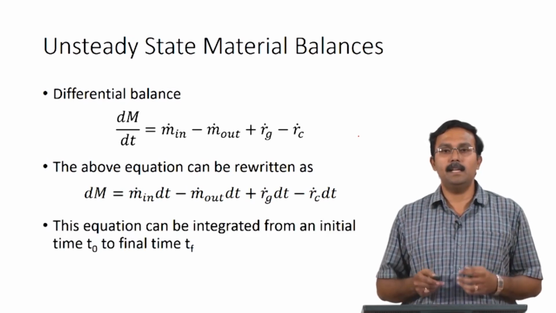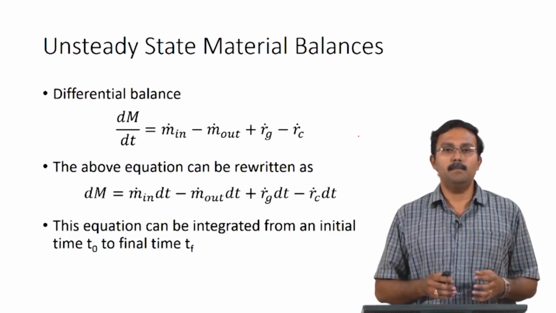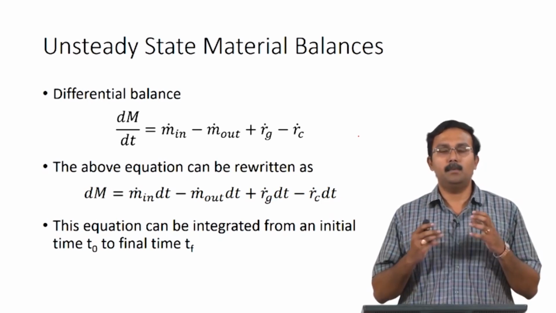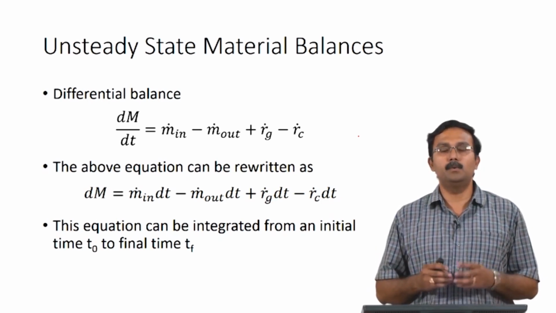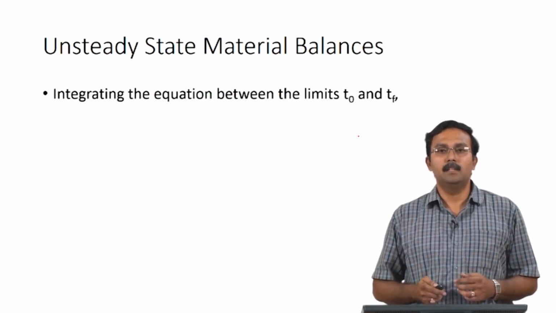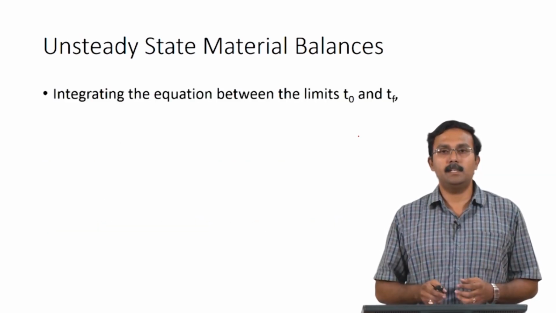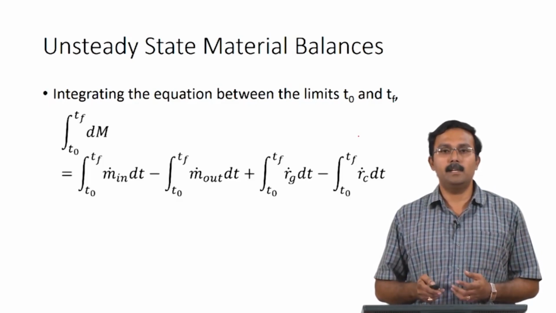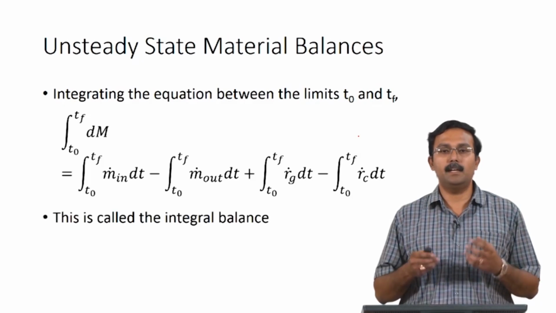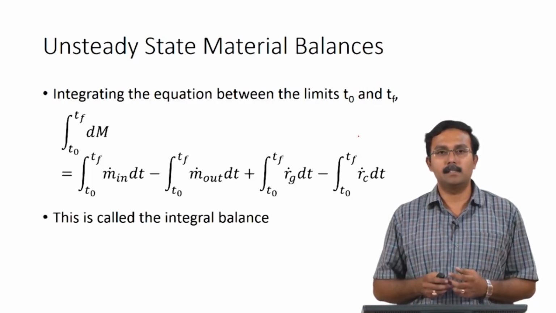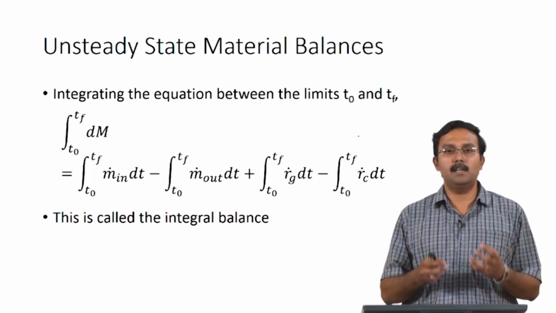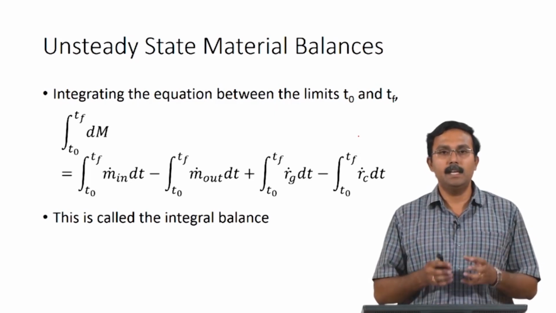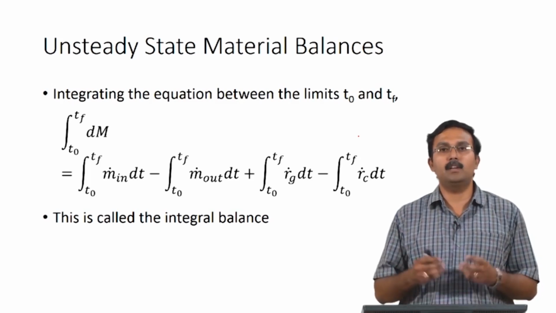This can then be integrated between the limits of initial time t naught and final time tf, and when you do this integration you will be able to solve the equation. While integrating the equation between the limits t naught to tf, you will get an equation which can then be simplified and is simply called the integral balance. Once you know how these terms are actually changing with respect to time, you can plug these functions into this equation and solve for the unknown.